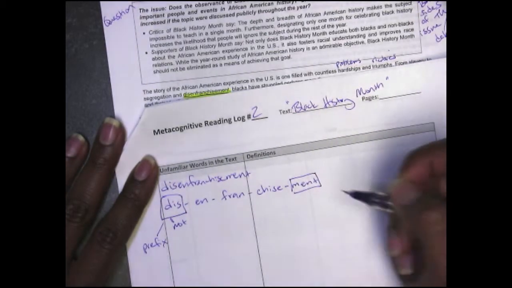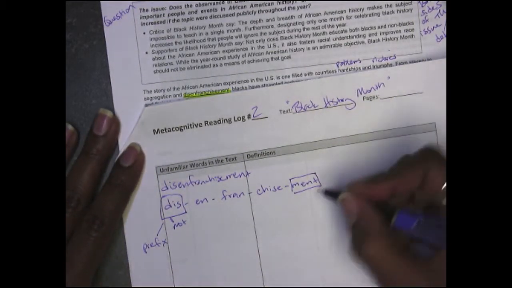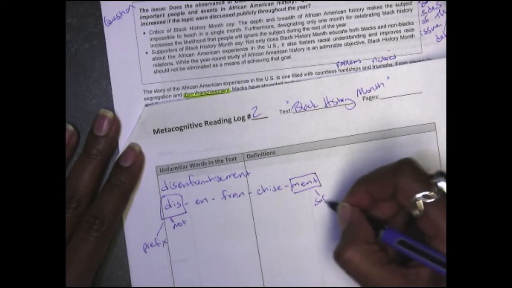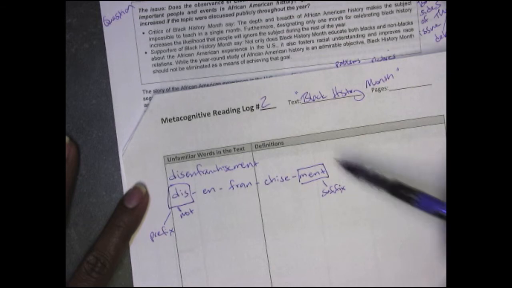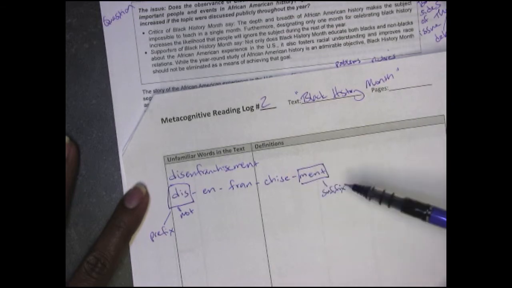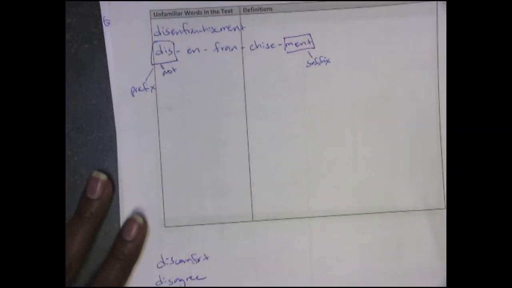And then I want to go to the end of the word. The last syllable is ment, which is a suffix. And I bet you can guess that a suffix comes at the end of a word, a syllable at the end of a word that can, again, impact or change the meaning. And ment is a suffix that should be familiar, because we're familiar with words like engagement or employment.